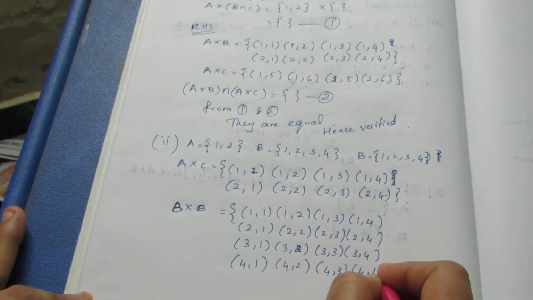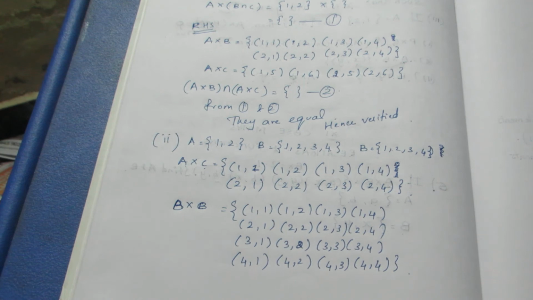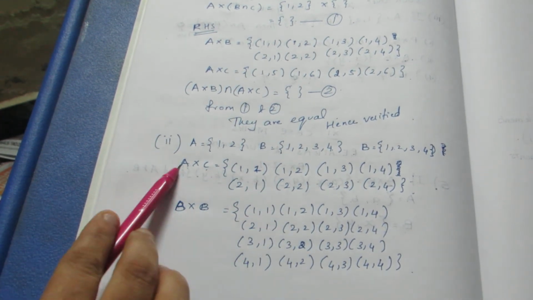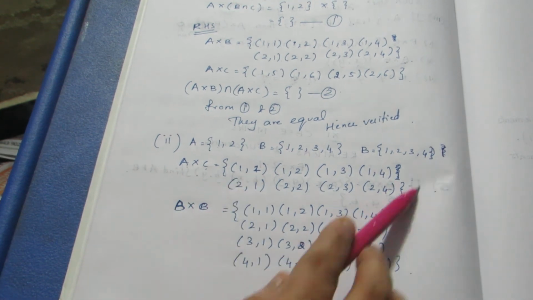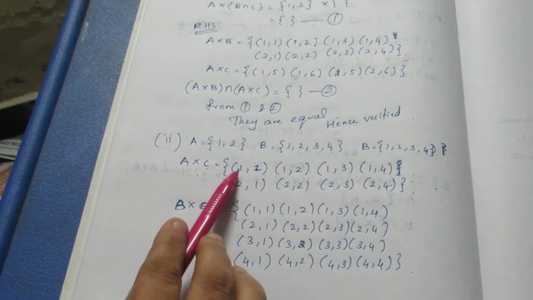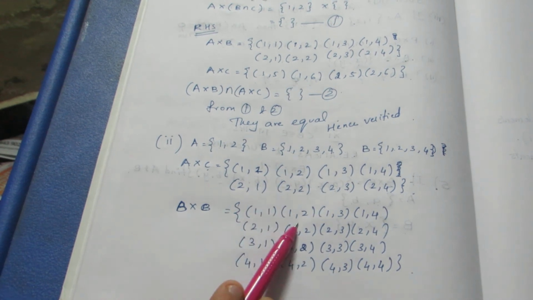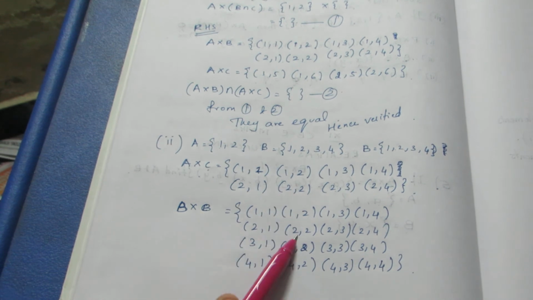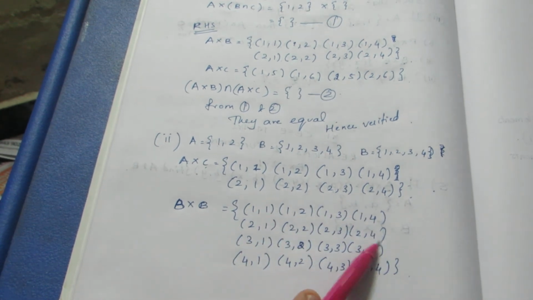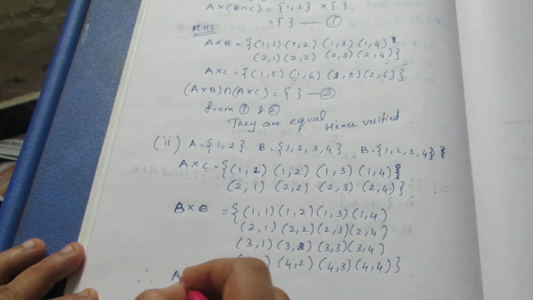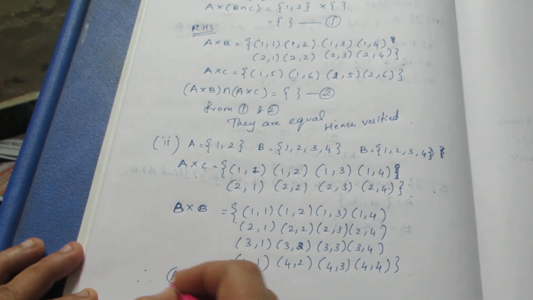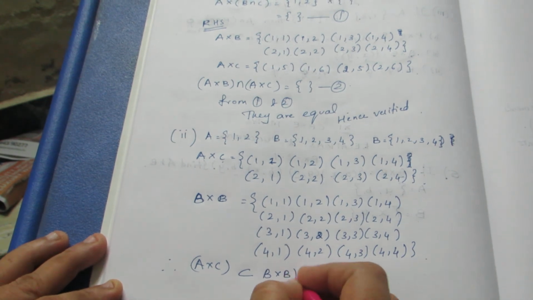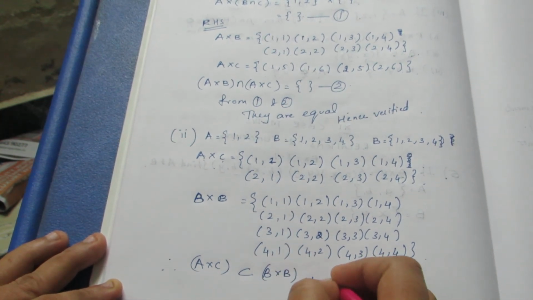So I have done all of A cross C and B cross B. They have asked whether this is a subset of this. That means the elements here should be there in this. (1,1) is here, (1,2) is here, (1,3) is here, and (1,4) is here. Similarly (2,1), (2,2), (2,3), (2,4) are here. Therefore A cross C is a subset of B cross B. So hence we have verified this.